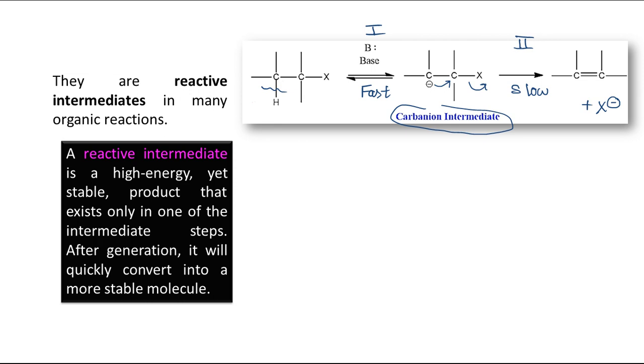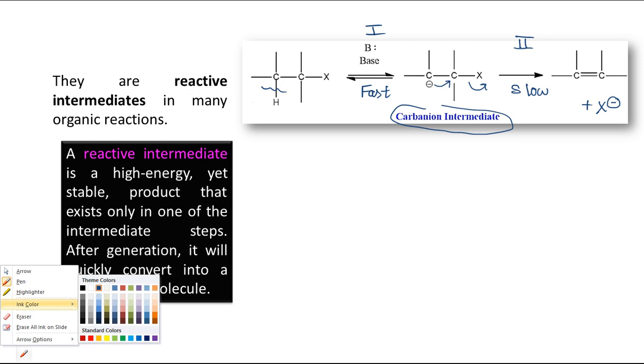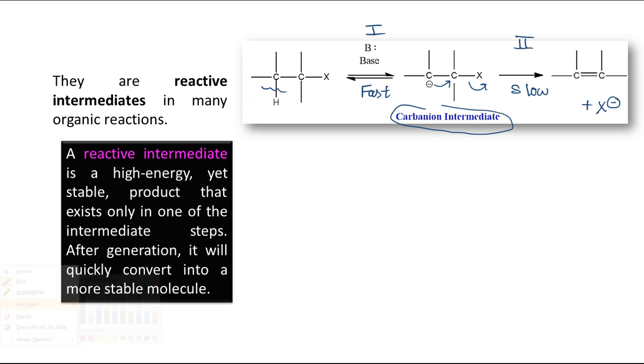So a reactive intermediate is high energy, obviously, as it is an intermediate, not a stable final product. So it will be high energy, but there will be some kind of stability. It's a high energy yet stable species that exists only in one of the intermediate states. So this is not the final molecule. Further reaction will take place.